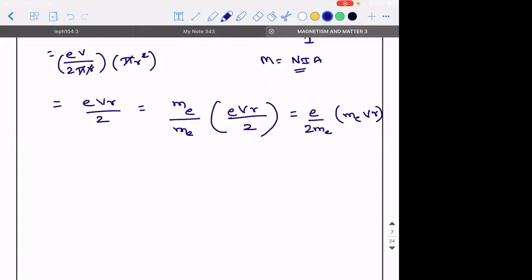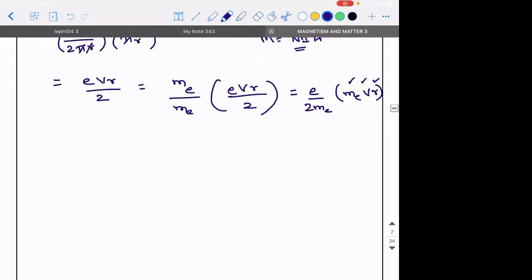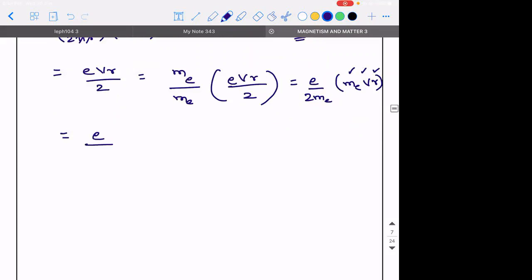This step is clear. If I'm not wrong, you would have seen this expression in your 11th standard somewhere. Angular momentum. Yes. So E divided by 2ME, and angular momentum is represented by the symbol capital L, and this is capital M. So the magnetic dipole moment is equal to E divided by 2ME into angular momentum.